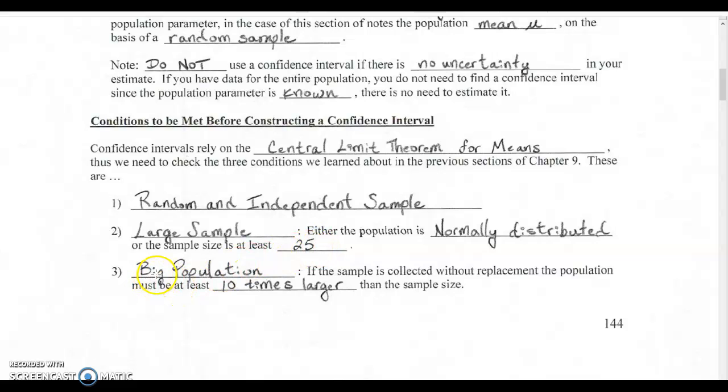And then, of course, we also need a big population, which means that it needs to be at least 10 times larger than the sample size because we're going to be doing our sampling without replacement. We don't want to get the same data from the same person, or accidentally have some dependence brought in there either. So we have to be careful about that. But anyway, 10 times larger than the sample size is a good big population.